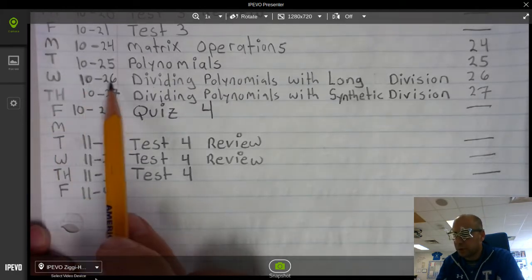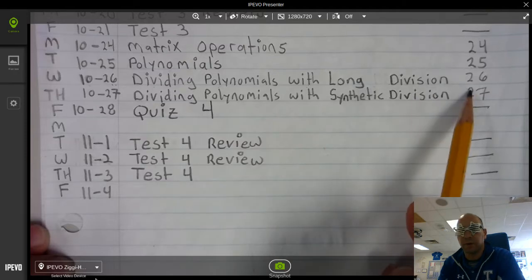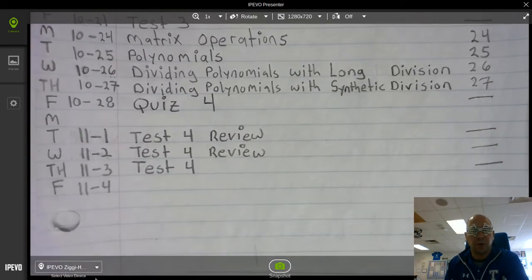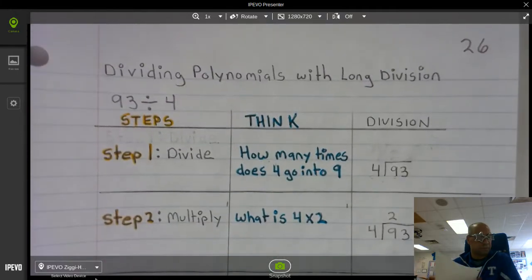Today we're looking at Wednesday, October 26th, dividing polynomials with long division, and that's going to be on page 26. So if you would, pause your video and update your table of contents. All right, so now your table of contents are updated. Let's look onto the notes.